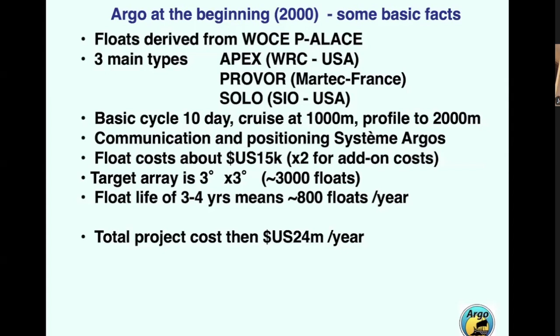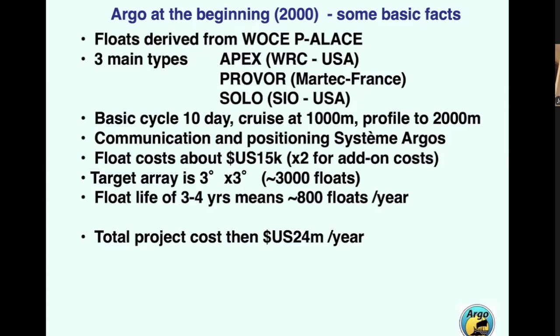There would be contributions from countries, and there would be an agreed basic cycle of profiling every 10 days, cruising at a depth of 1,000 meters, but also going down to 2,000 meters before they profile to the surface. So you could get profiles of temperature and salinity over the top 2,000 meters of the ocean. Communication initially was by the system Argos. Each float would cost about $15,000, and you could double that for the add-on cost of deployment.